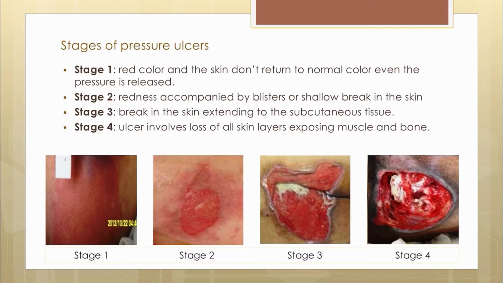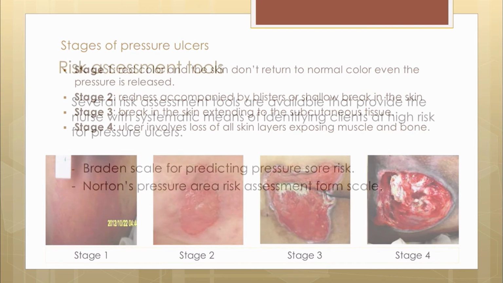So stage 3, break in the skin extending to the subcutaneous tissue. So there is the picture of stage 3. And stage 4 ulcer involves loss of all skin layers, exposing muscle and bone. So in this stage, there is an exposure of muscle and bone. So it is the worst stage in pressure ulcer.